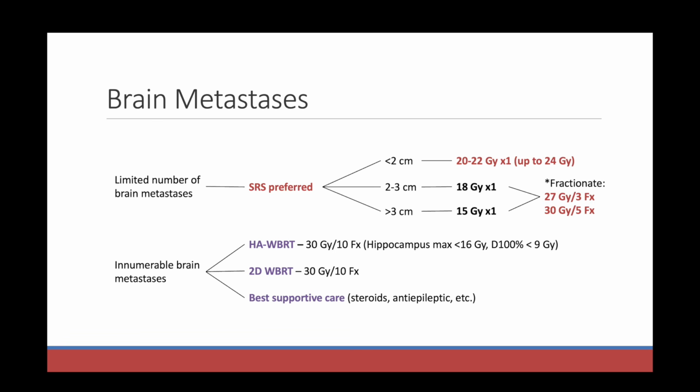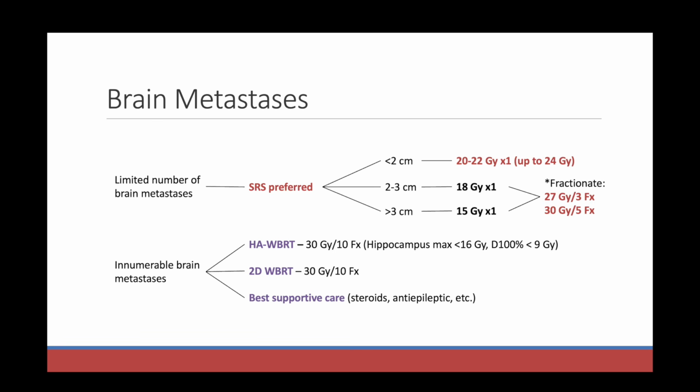So for tumors that are less than 2 centimeters, we can use doses of 20 to 22 gray in a single fraction. You can go up to 24 gray, but I would not go more than 24 gray. For tumors that are 2 to 3 centimeters and greater than 3 centimeters, there is the RTOG 9005 study where these doses come from, 18 times 1 and then 15 times 1.